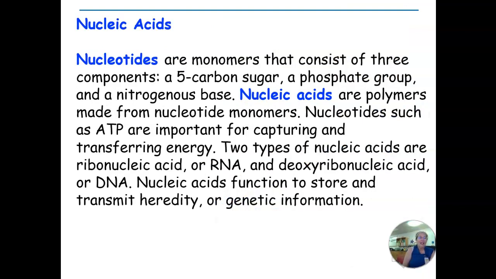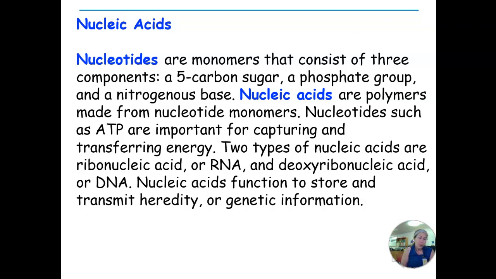Nucleic acids. The monomer of a nucleic acid is called a nucleotide, and the nucleotide has three pieces to it. It has a sugar, and so in RNA, that sugar is ribose. In DNA, it's deoxyribose. What you have to know about nucleic acids, the monomer is a nucleotide, and they are where our genetic information and how to make proteins is. Everything else is just food for your noggin.